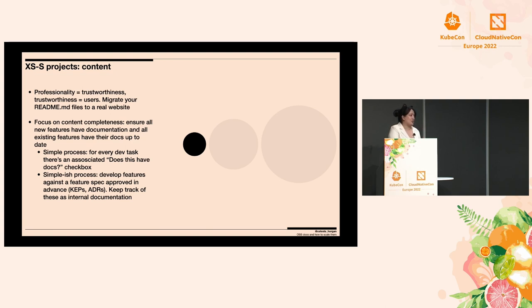A slightly more complicated process that is very worth doing at this stage is something like the Kubernetes enhancement process or architectural decision records, where for every code decision that gets made, you produce a little bit of documentation up front saying, why did we do this? What is the structure that we're trying to create? And what is the intended impact for the user.